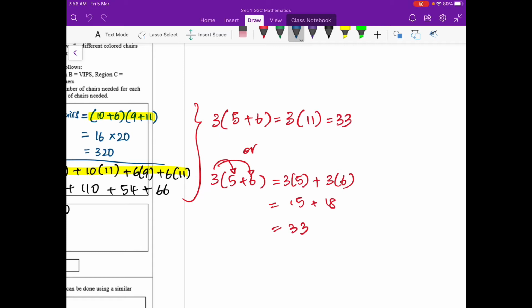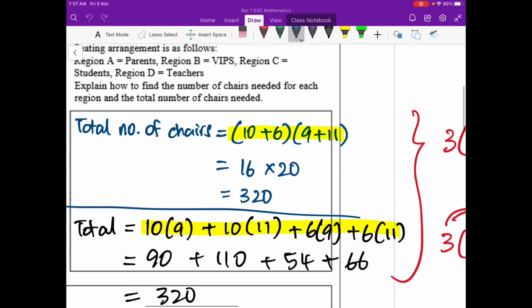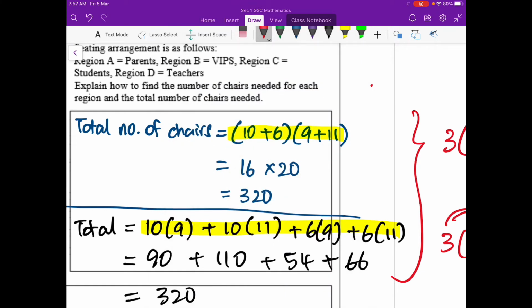Okay, 3 times of 5 plus 6, which is 3 times 11, which is 33, versus 3 times 5 plus 6, then you do a rainbow method. Okay, then you notice over here, instead of just one letter, for example, A times your 9 plus 11, then you do your A times 9 and your A times 11. Instead of that, we now have 2 terms within the first bracket.